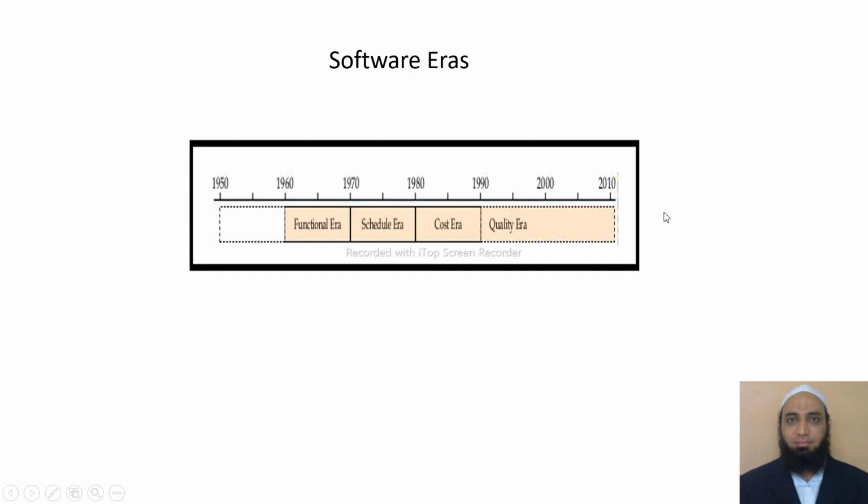Looking at software engineering from a historical perspective, 1960 and earlier could be viewed as the functional era. The 1970s, we call the schedule era. After 1980 to 1990, we have seen the cost era.